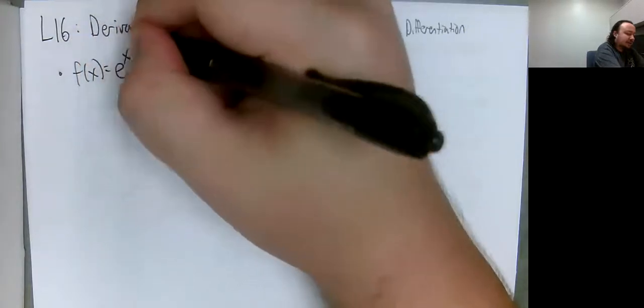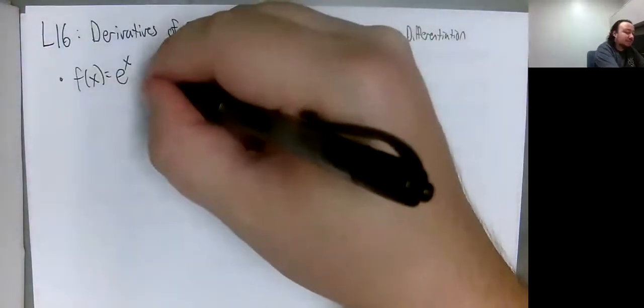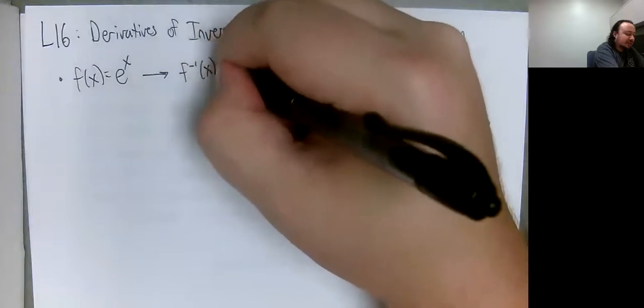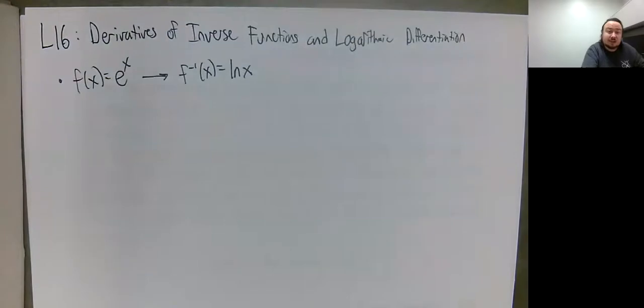So, for example, we know that we have the function e to the x, right? This is the exponential function. But what you may have learned in high school is that there is an inverse function for this called the natural log, or ln of x.